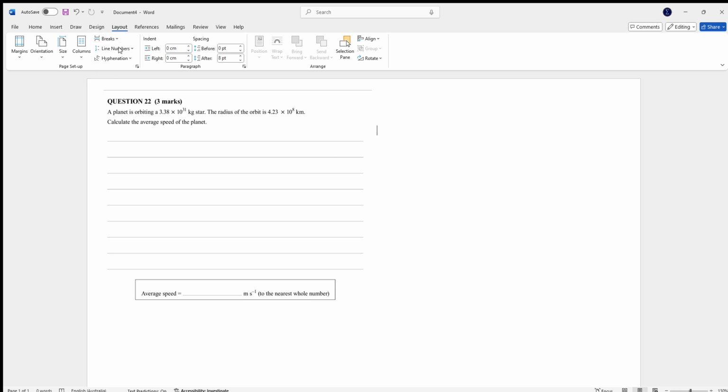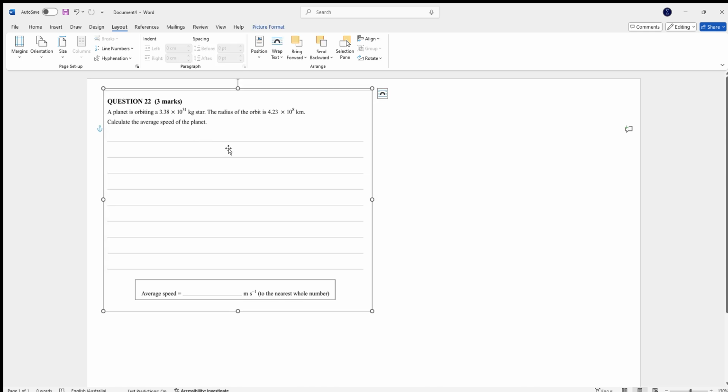Otherwise, let's get straight into this question here. So, question 22, worth 3 marks. A planet is orbiting a 3.38 times 10 to the 31 kilogram star. The radius of orbit is that many kilometers. Calculate the average speed of the planet.